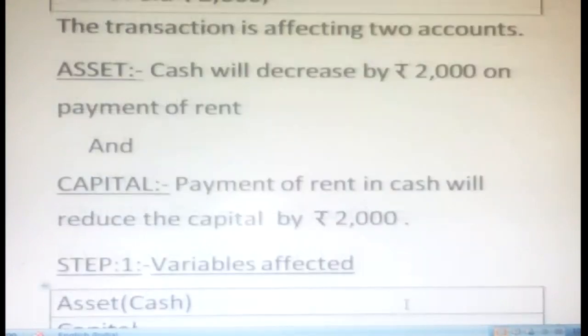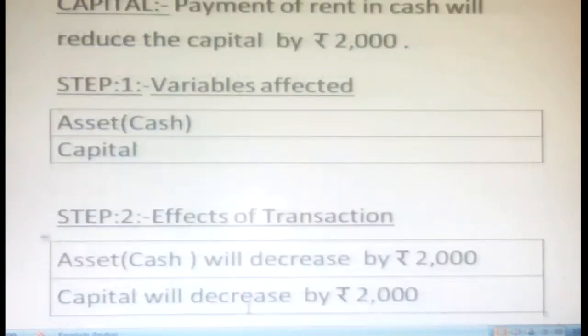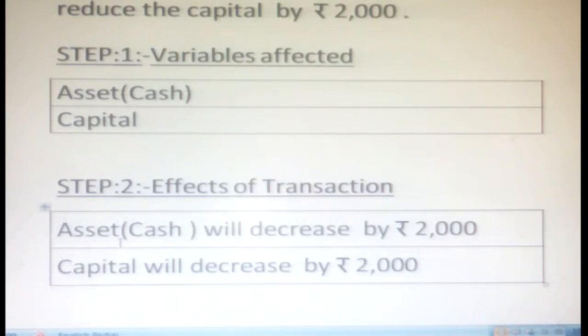So how do we give step number 1? What are the two variables affected? One is asset, in the form of cash, and capital. Thereafter, step number 2, effects of the transaction. What is that? Asset: cash will decrease by how much? 2000. We paid the rent, correct? So naturally cash reduced. Then capital also decreased by 2000 in the form of expenses.